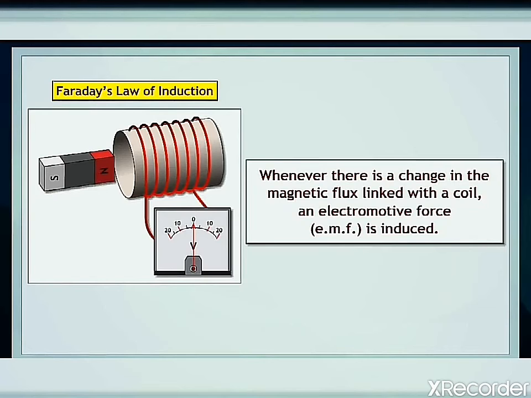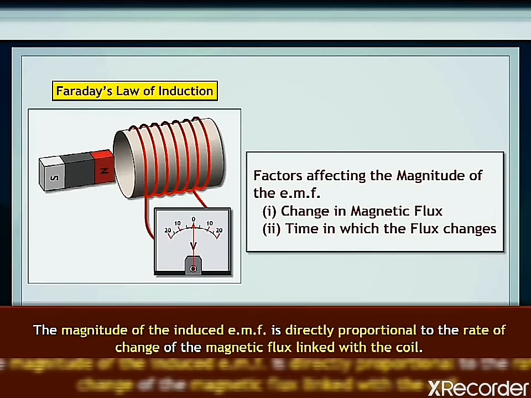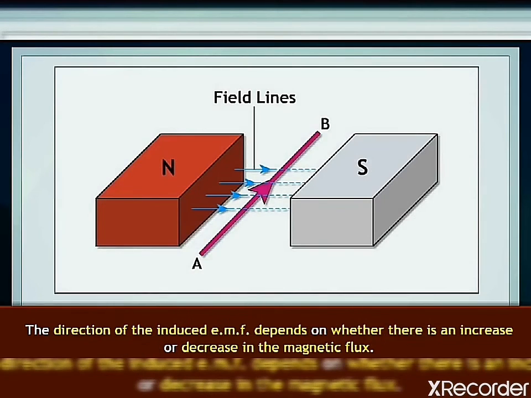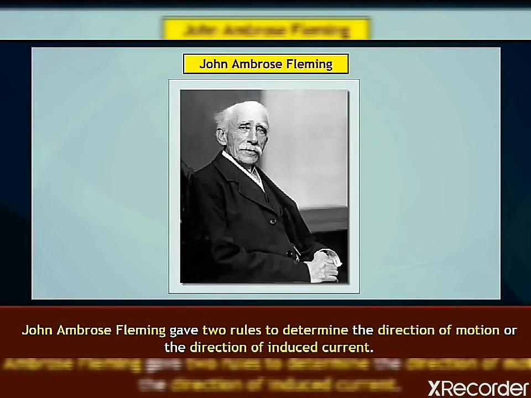For Faraday's law of induction, we can say that whenever there is a change in the magnetic flux linked with a coil, EMF is induced. Under this law, factors affecting the magnitude of the EMF include the change in magnetic flux and also the time in which the flux changes. The direction of the induced EMF depends on whether there is an increase or decrease in the magnetic flux. On this one, we are simply looking at how close the magnetic field lines are.